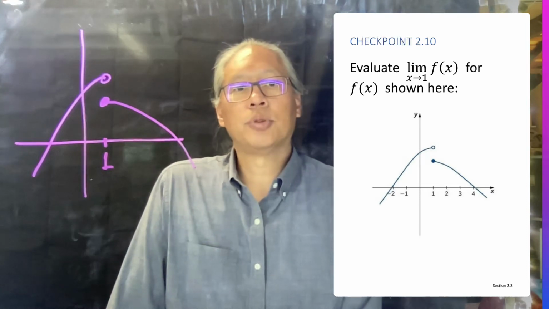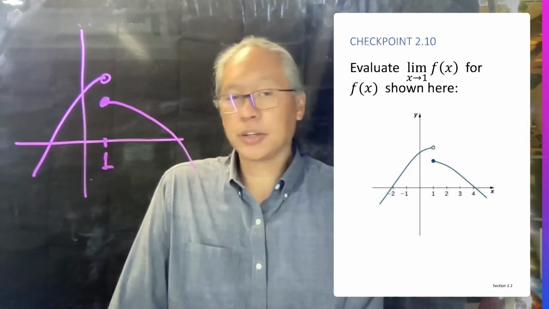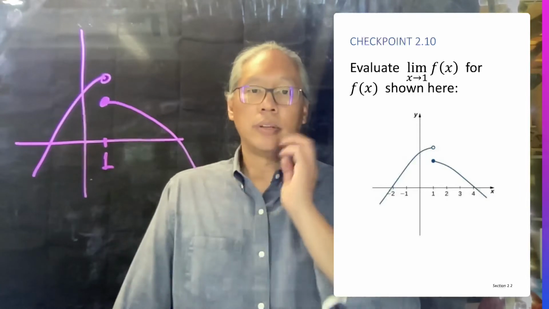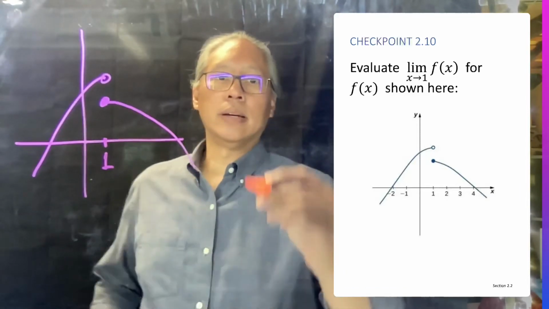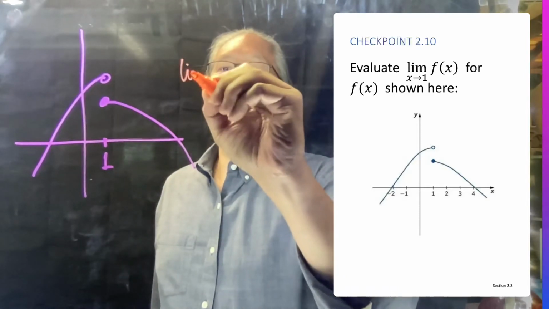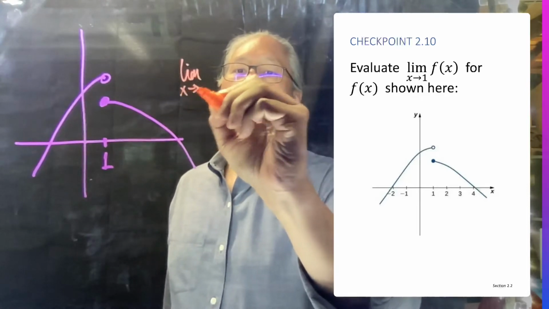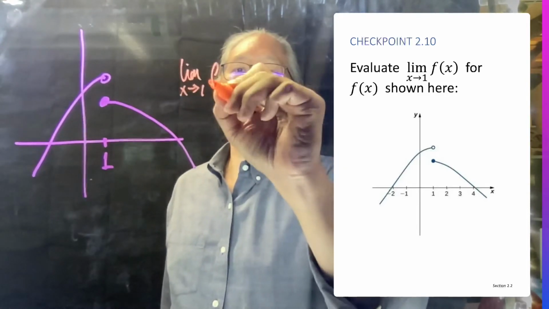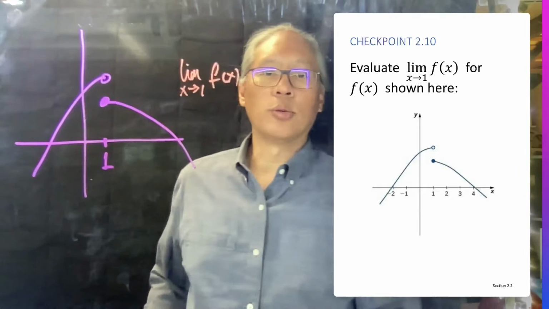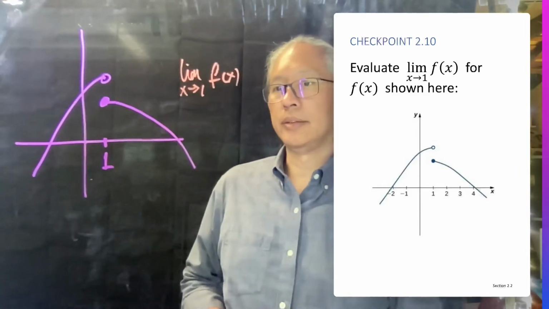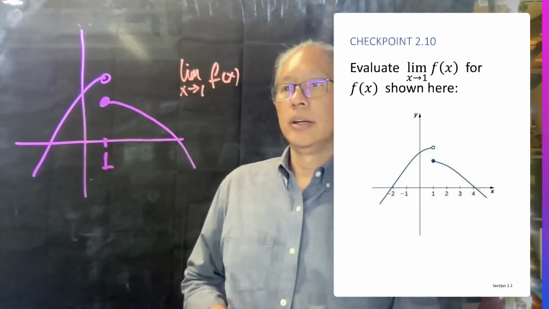Hello, this is checkpoint 2.10 from section 2.2. They want us to evaluate the limit as x approaches 1 of f of x for the graph shown here, and we want to see if it exists.